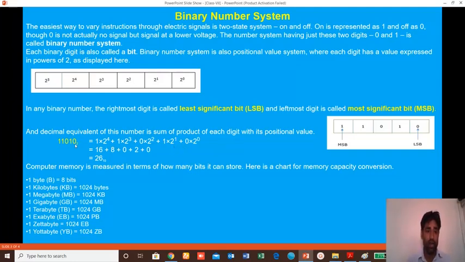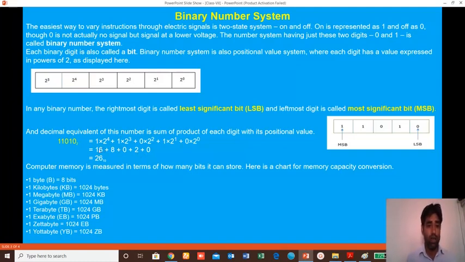The least significant digit is 0, which gets multiplied with 2 raised to the power 0. Why 2? Because the base of a binary number is 2. Then 1 into 2 raised to the power 1, then 0 into 2 raised to the power 2. Then the next digit is 1, 1 into 2 raised to the power 3. And the last digit, the most significant digit, is 1, 1 into 2 raised to the power 4. We will add all these 5 terms, and then we will get 26.